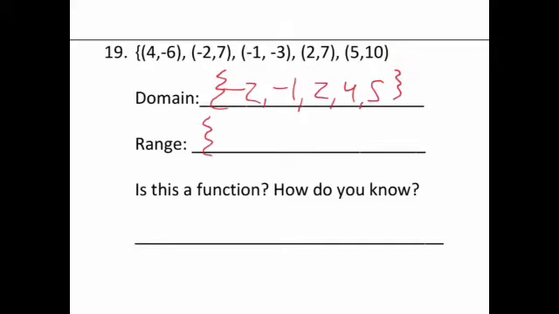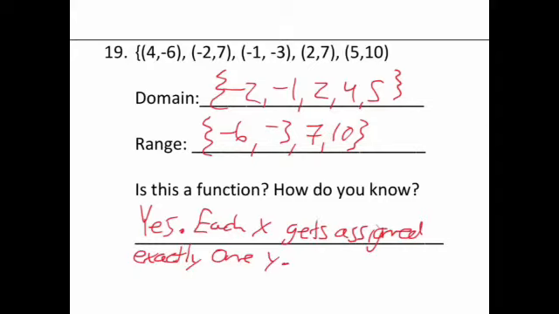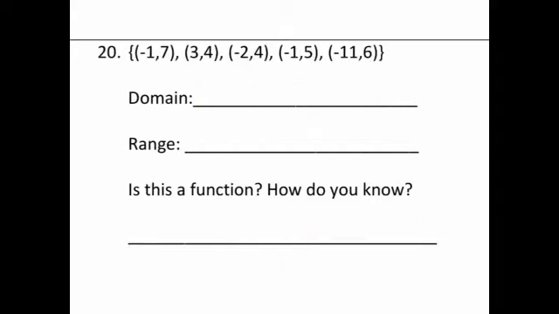The y values, on the other hand, are going to range from -6 all the way up to 10, so we got -6, -3, 7, and 10. When you're listing these, make sure you do it from least to greatest, don't do any repeats, and make sure you put them in the squiggle bracket. And this one is in fact a function, and that's because each x gets assigned exactly one y. And that's actually going to be the same reason for these first few here on 20.